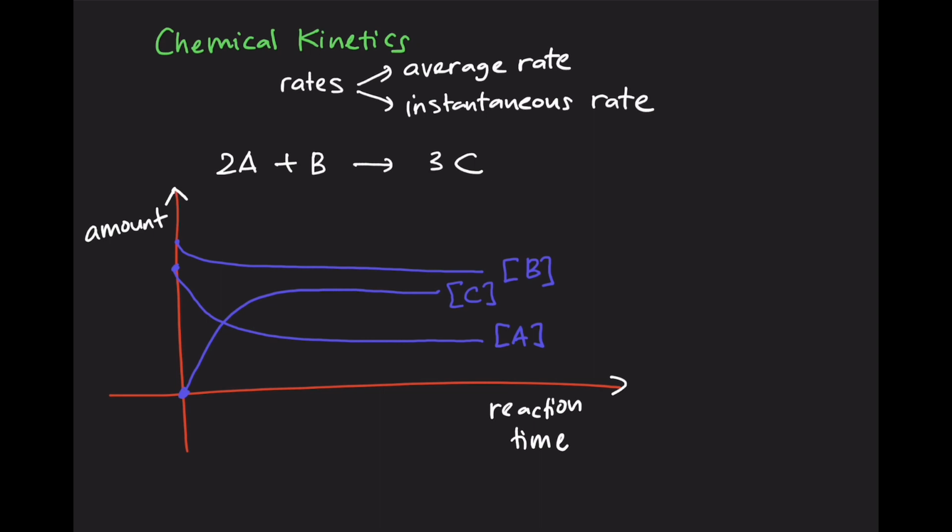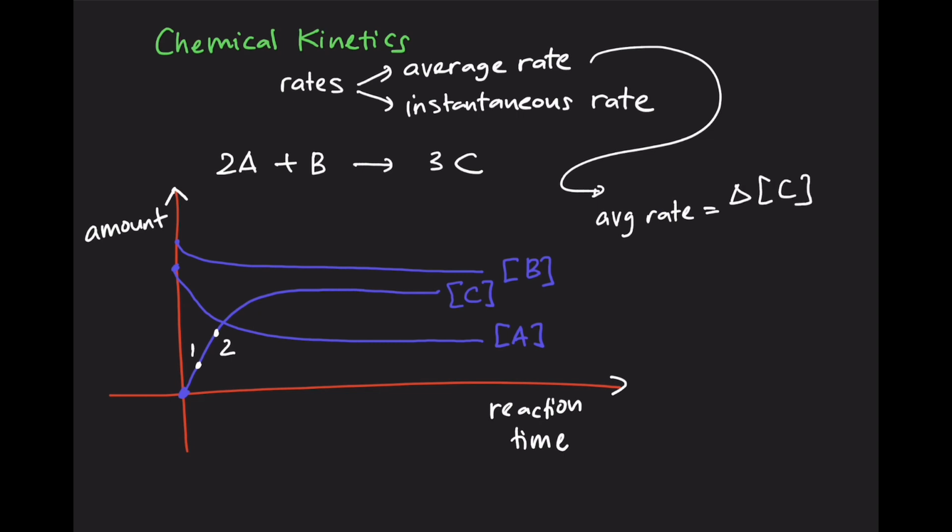If we take only 2 points among any of this plot, if we take 2 different points, so 1 and 2, we can find the average rate. So average rate is found by taking the delta of the molarity of, for instance, C from the second state and the first state, divided by the delta T. This is what we call the average rate.